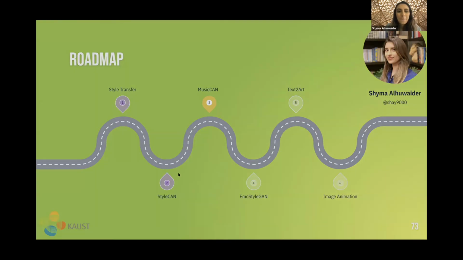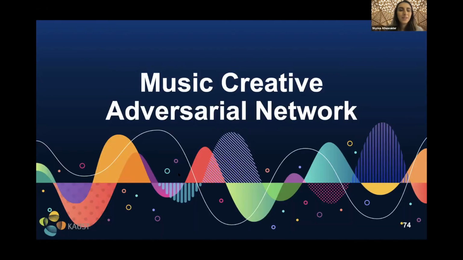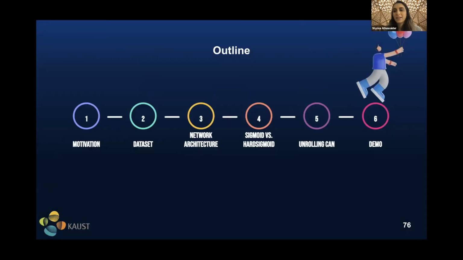All right. So today I'm going to be presenting to you MusicCAN, which stands for Music Creative Adversarial Network. Let's look at the outline. First, I'm going to talk about the motivation behind this project. We're going to take a look at the dataset, the network architecture, sigmoid versus hard sigmoid, which is the activation function for the last layer of our model. And then we're going to look at unrolling our CAN and end with a demonstration where you can generate your own music.